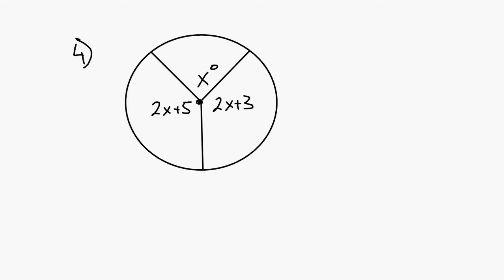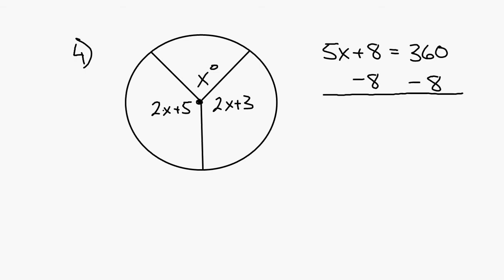So if you take an x plus a 2x plus another 2x, you got 5x. You got 5 plus 3 is positive 8. Alright, so you've combined your like terms. So 5x plus 8 has to equal 360. So subtract 8 from each side. And 5x equals 352. And then you can divide by 5. X equals whatever 352 divided by 5 equals, 70.4.